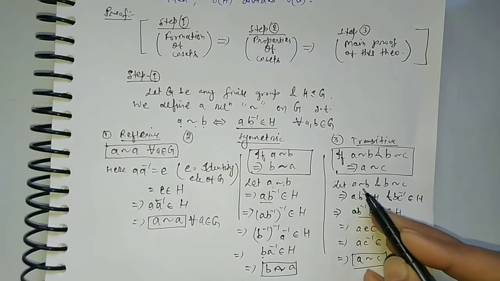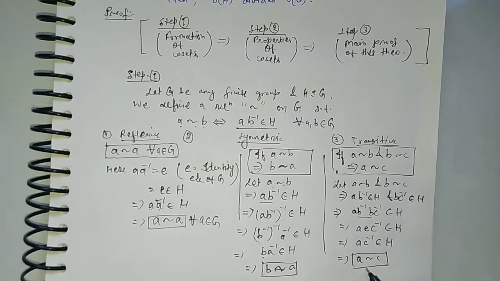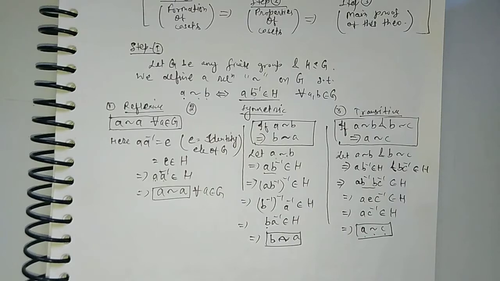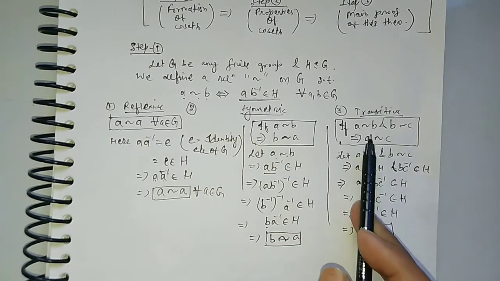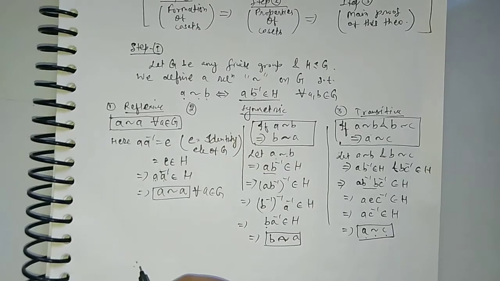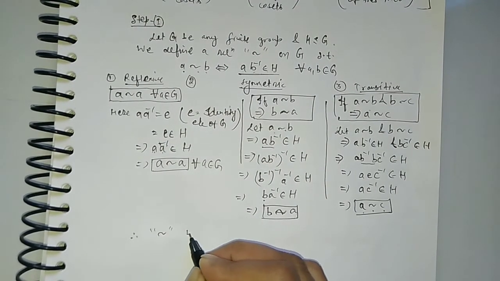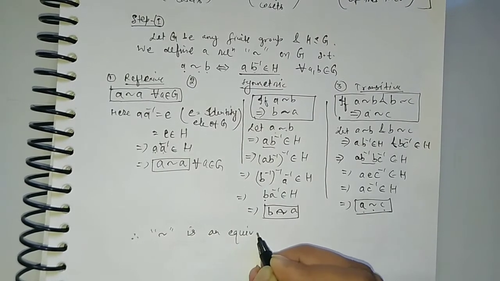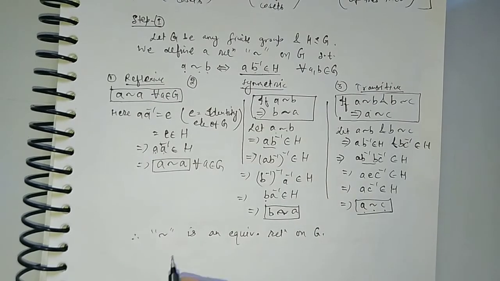So we have proved that if A is related to B and B is related to C, then A is also related to C. So our transitive proof is complete. So we have proved that this relation is reflexive, symmetric and transitive. Hence this relation is an equivalence relation on group G.